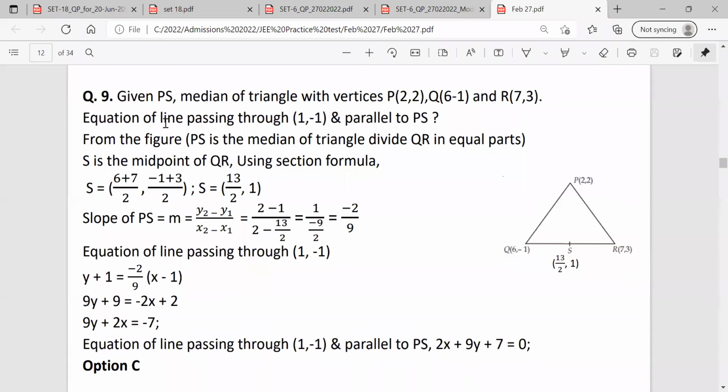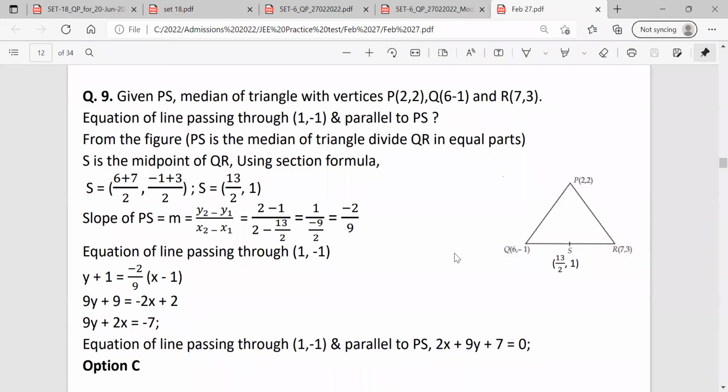And we have to find out the equation of the line which is passing through (1, -1) and parallel to PS, which is called the median. So PS is the median of the triangle. What does this mean? It means that it divides QR into 2 equal parts. So you can simply write this as QS is equal to SR.